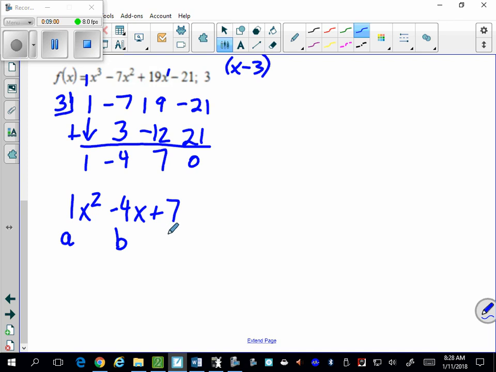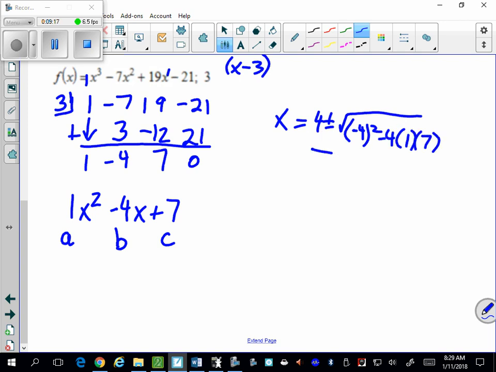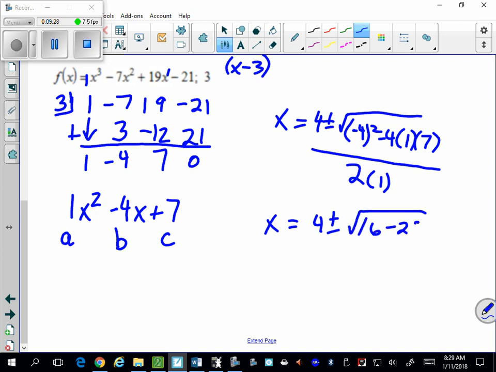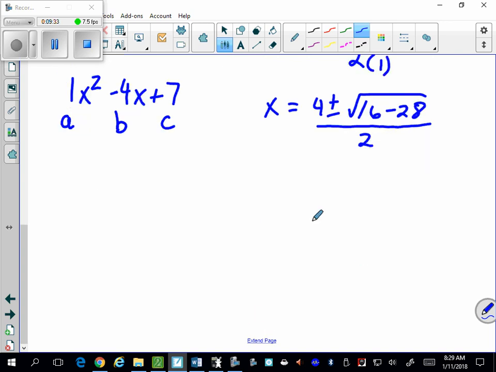So we use x equals opposite of b plus or minus square root of b squared minus 4 times a times c, all over 2 times a. Get a little crooked here. So 4 plus or minus 16 minus 28. Those of you that know me, I do the exact same thing every time. So these are my steps. 4 plus or minus square root of 16 minus 28, which is -12, over 2.